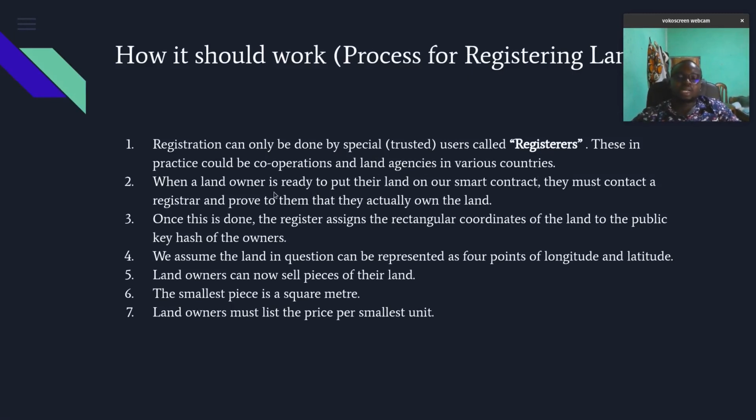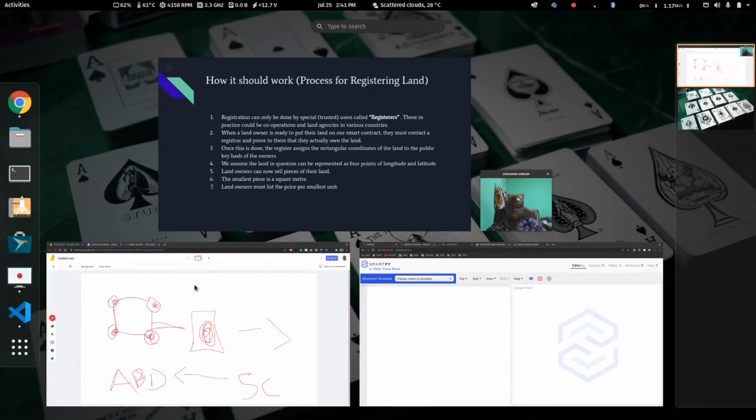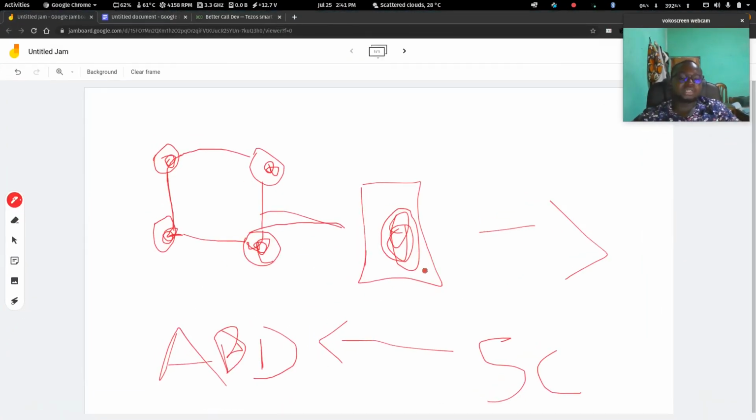Now when a landowner is ready to put their land on our smart contract, they must contact a registrar and prove to them that they actually own the land. Once this is done, the registrar assigns the rectangular coordinates of the land to the public key hash of the owner. As I said, you give them your public key hash in the document. They verify that indeed the land is yours, and then they assign the land to your public key hash. And then what happens next?